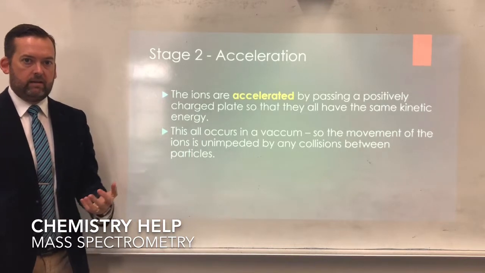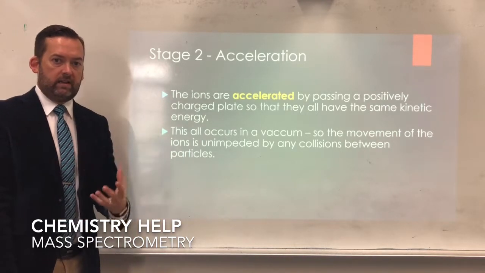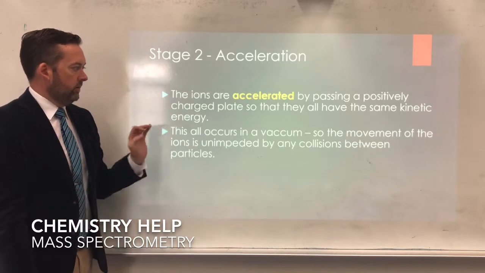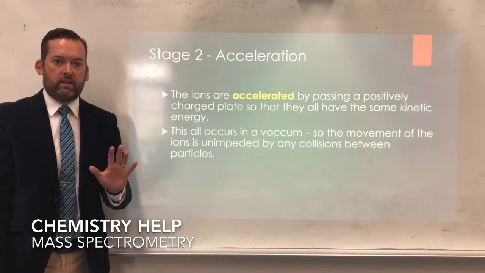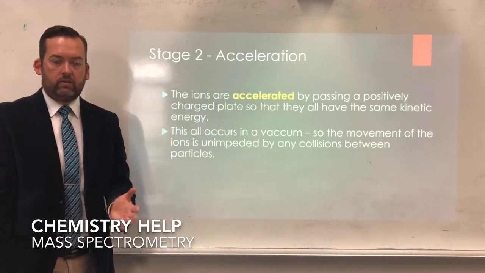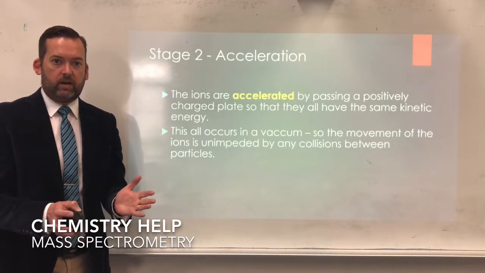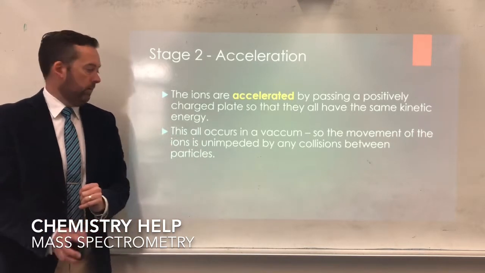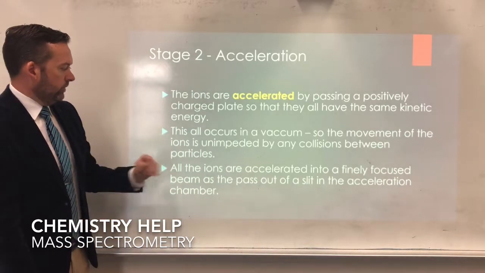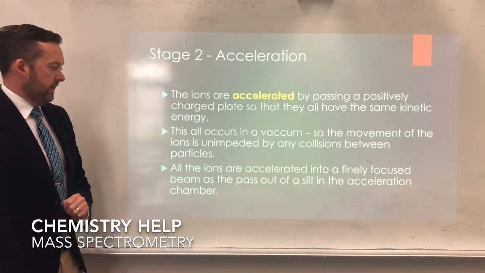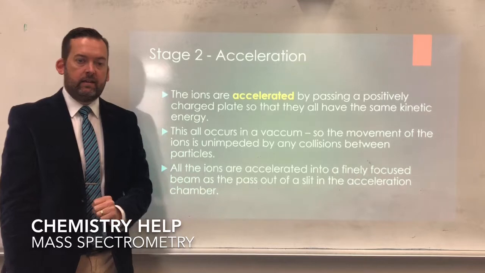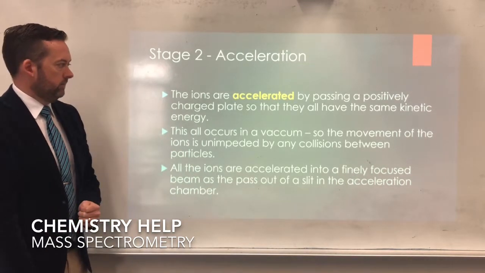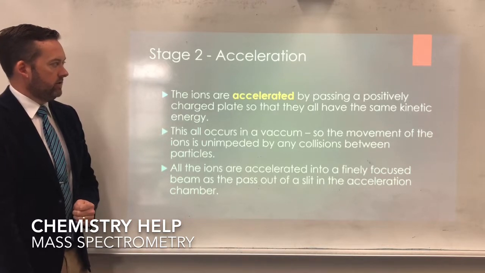So one of the things about mass spectrometers is that it needs to be maintained, and there's lots of issues with cost about maintaining it in vacuums. We don't want any other particles in there, because if there is another particle in there, there'll be a collision and it will stop the motion or deflect the motion of the particle, and that would be bad from a mass spectrometry perspective. So we have them operating in a vacuum. All of the ions are accelerated into a finely focused beam as they pass through a slit in the acceleration chamber and move into the rest of the instrument. Okay, so that's acceleration.